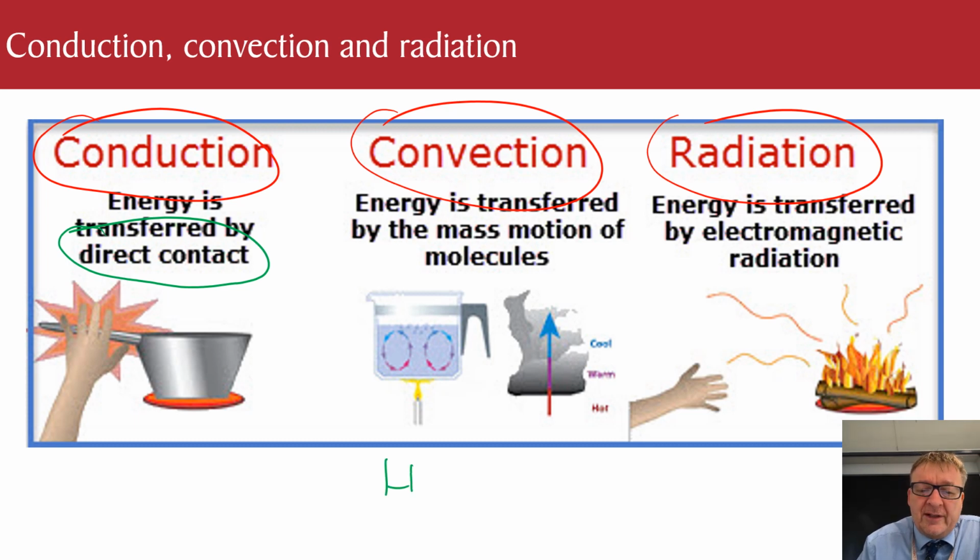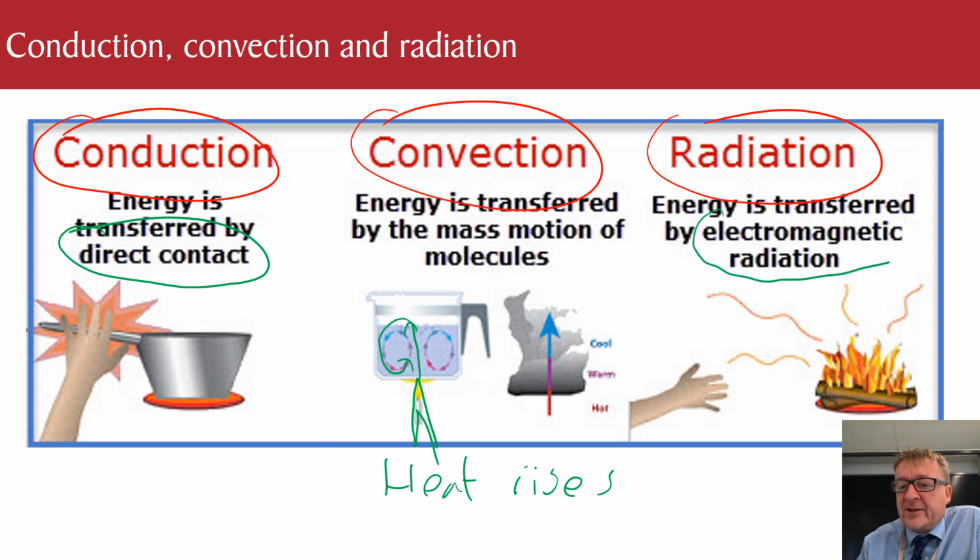Convection, I always call it heat rises. If you put a hand over the top of a radiator, you'll find it's warmer, and that's because of convection. If I heat something up like I'm doing in that diagram, the hot liquid rises to the top, and eventually it kind of spins around because it cools down. And radiation is where energy is transferred by electromagnetic radiation, which is like a wave of energy. So again, if you stand in front of a fire, you can feel the energy coming towards you, which is radiation.